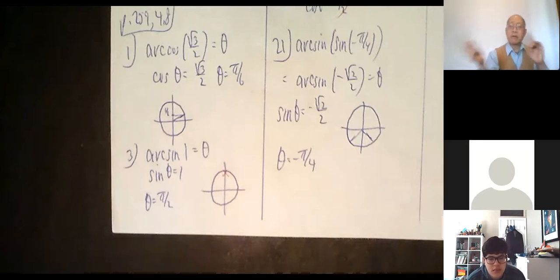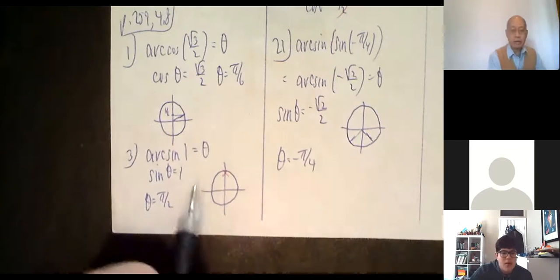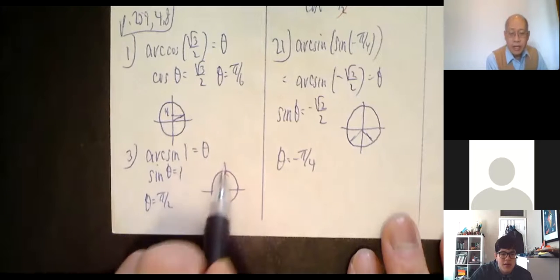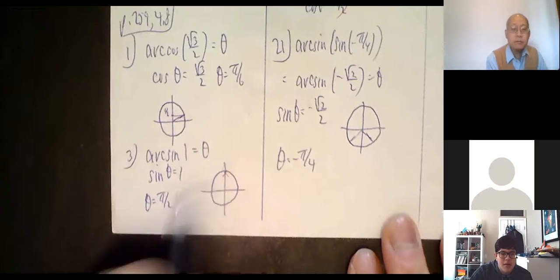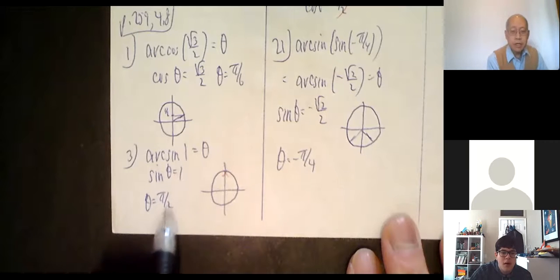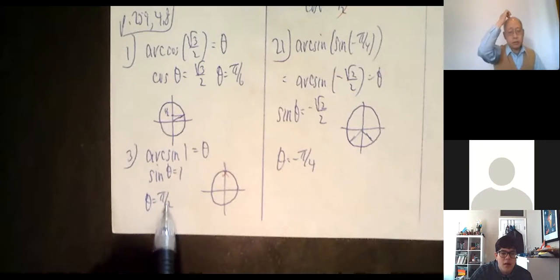And that's the inverse property, right? You switch around the x and y. Sine of theta is 1. Y coordinate is 1. That's up here. Theta is pi over 2. So that's my answer, pi over 2.